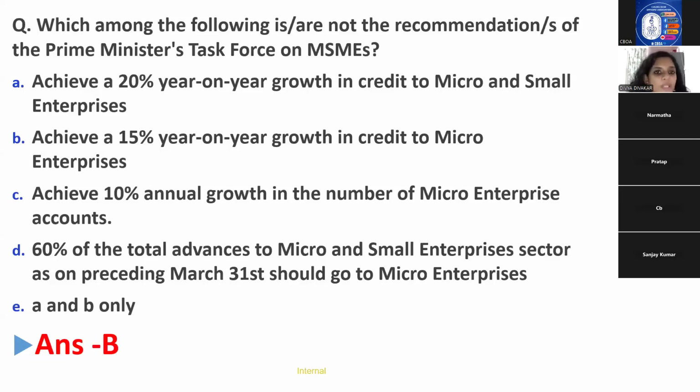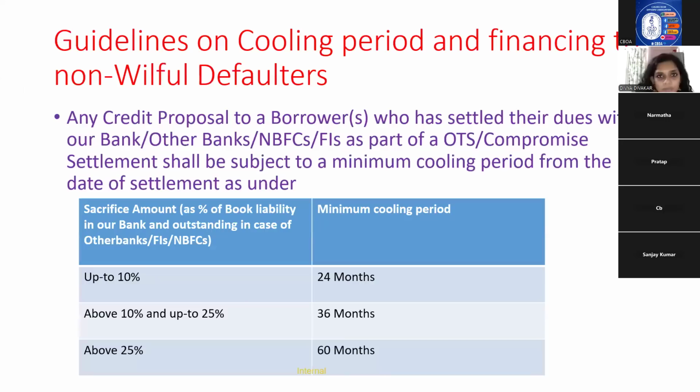It is like achieve a 20% year-on-year growth in credit to micro and small enterprises. Then achieve 10% annual growth in the number. Remember 3 points mainly: 20% year-on-year growth in credit to micro and small. Okay, then 10% annual growth in the number of micro enterprise accounts. The earlier one was about the amount. Then one more is 60% of the total advance to micro and small enterprise as on the preceding March 31st should go to micro enterprises. So these 3 points are the recommendations. Okay.